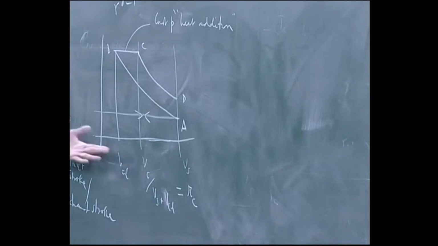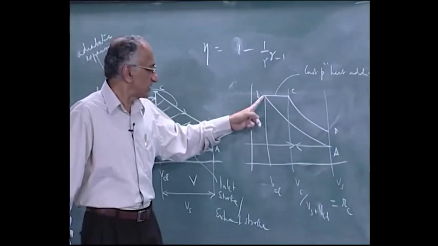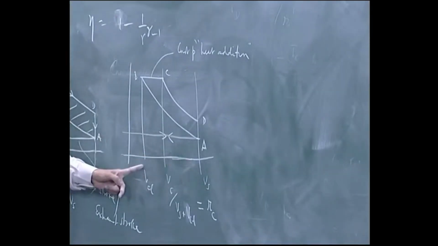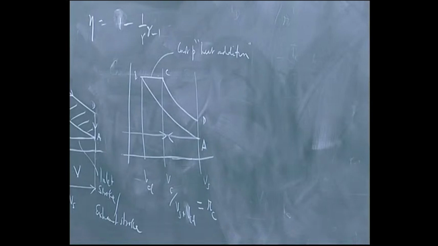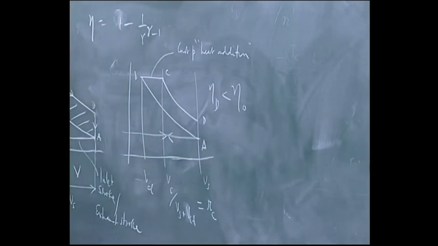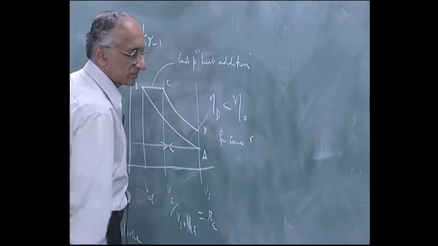And you can show, there is just a lot of algebra, that it is always less than this. When Rc is equal to this, V clearance by Vs, is that what we called r? Yeah, so when it is equal to r you will find that the efficiency is the same as an Otto engine. So in general the efficiency of a diesel engine is less than the efficiency of an Otto engine for the same r.